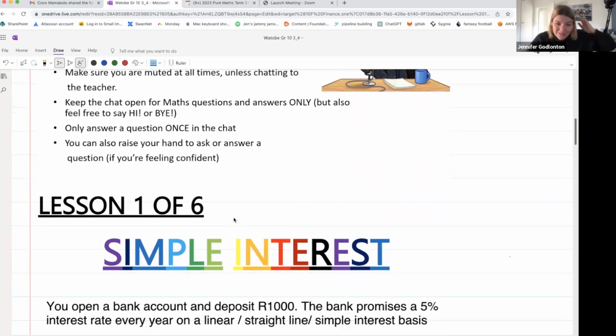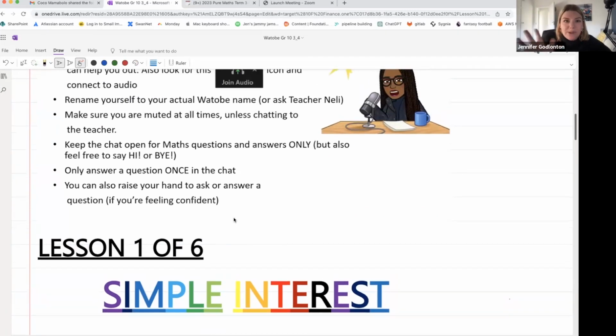So this is our first lesson of financial maths, and we're going to be looking at simple interest. Before I even jump into anything in simple interest, is there anyone who has done financial maths in class already who thinks they can explain simple interest to us as a class? Who feels like they can? If you feel confident, pop that hand up and we can unmute you and you can talk to us.